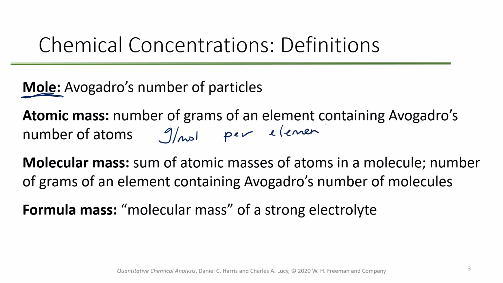Molecular mass is for a compound, like CO2. If it's an individual element like gold, that's an atomic mass. Formula mass is just the molecular mass of strong electrolytes, but typically these go synonymously. You can use them back and forth. It gets you the same answer in the end.